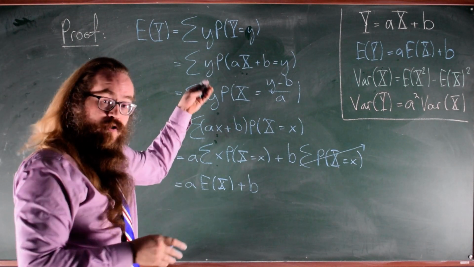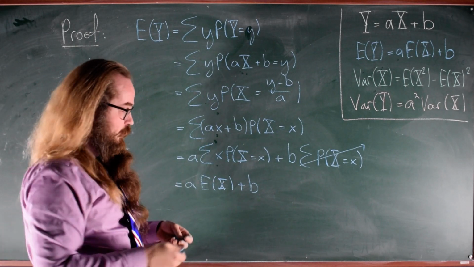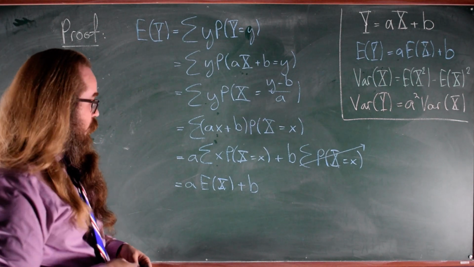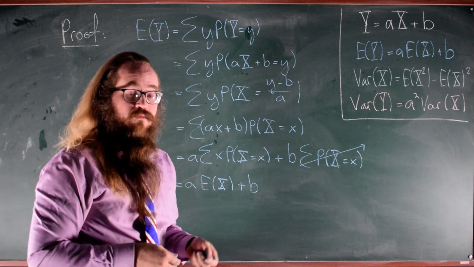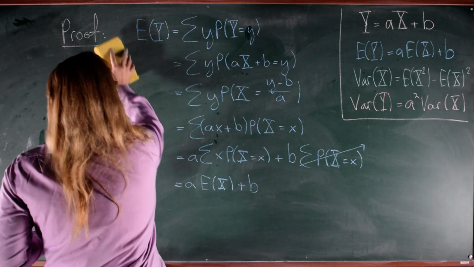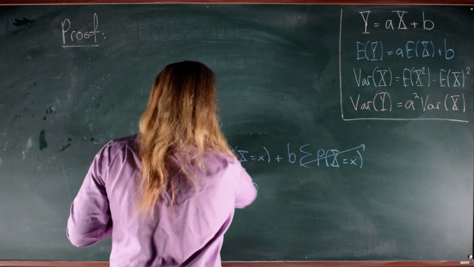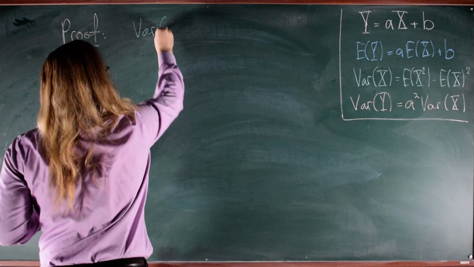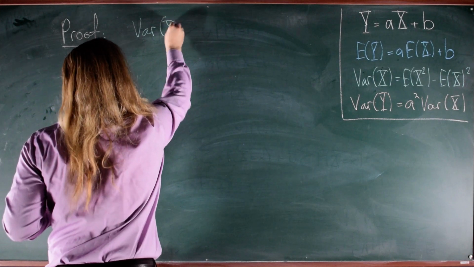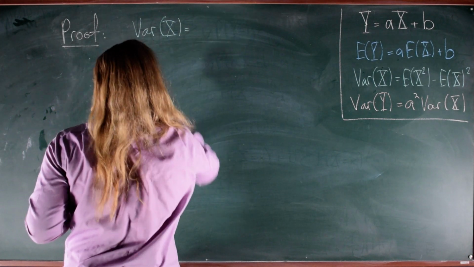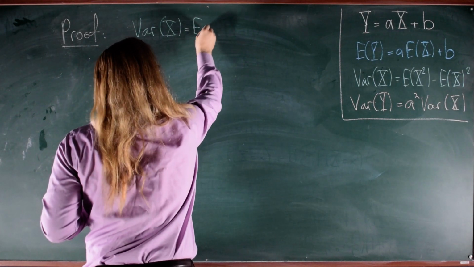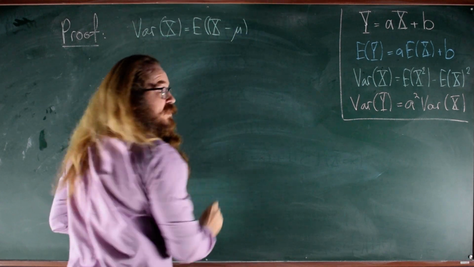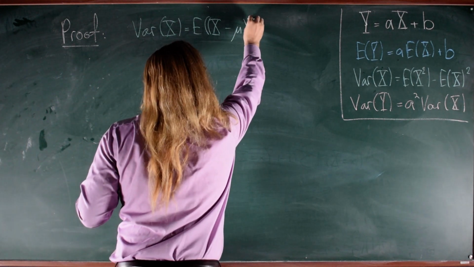All right? If you want to check out any of these arguments, you can roll the tape back or pause here and look through it, right? Because I'm going to continue to the variance now, all right? So the variance of x, any random variable x, is going to be the expected value of x minus mu, where mu is its expected value, squared.